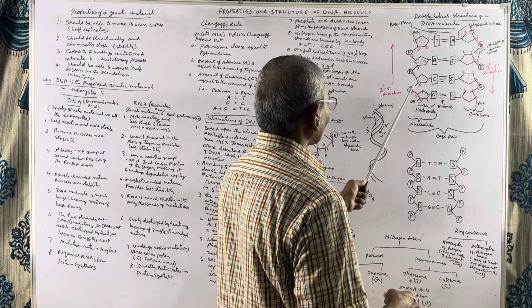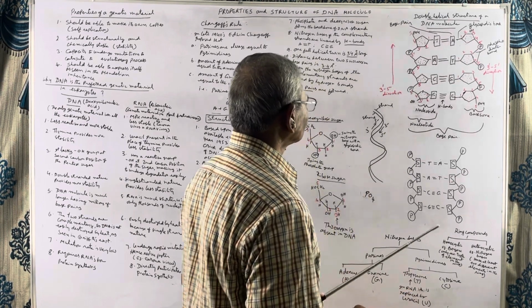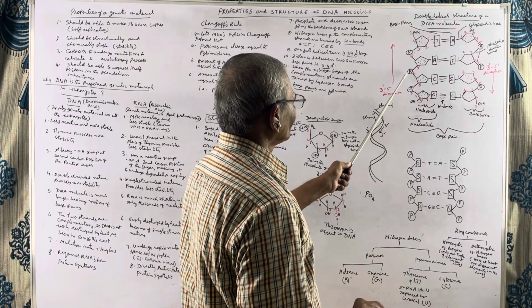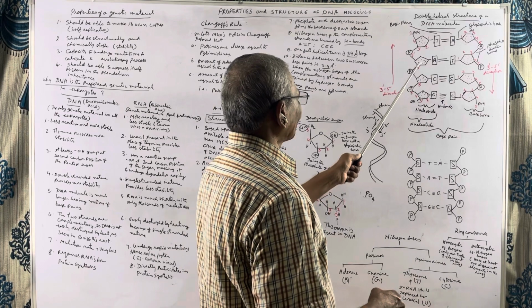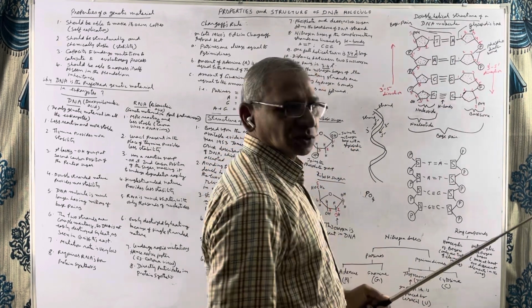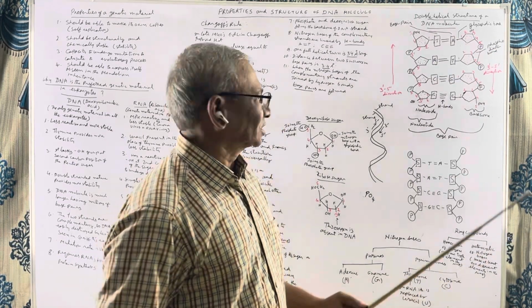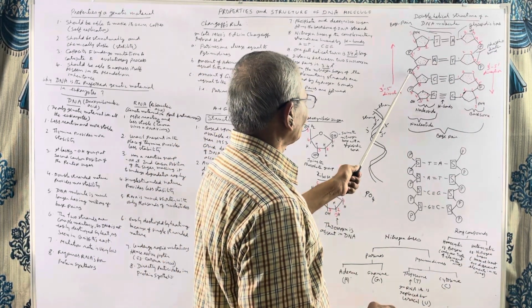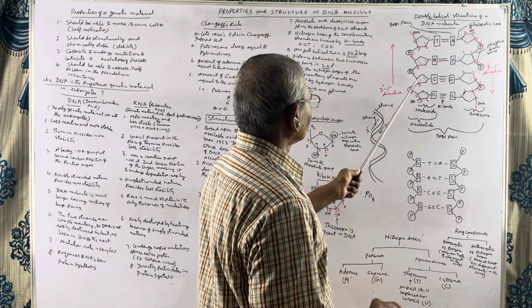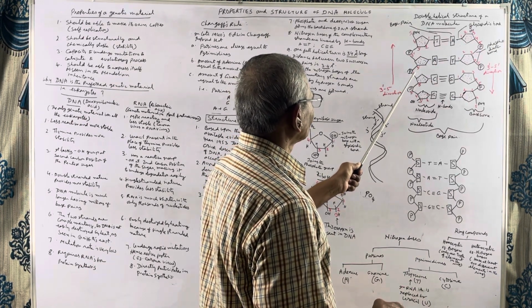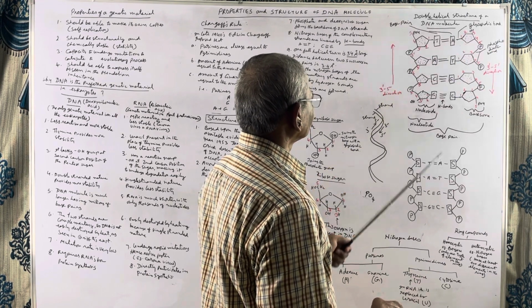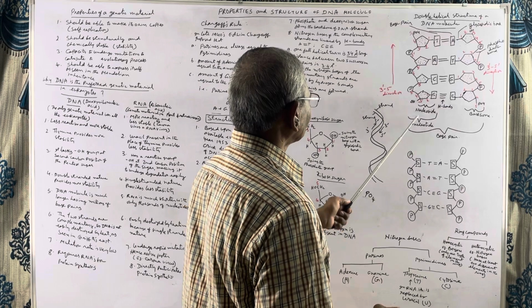Then coming to the sugar and phosphate. The phosphate molecule is connected to successive deoxyribose sugars. This phosphate group is attached to third group here and fifth group here, or third group here and fifth group here, like that. The third group, fifth group.